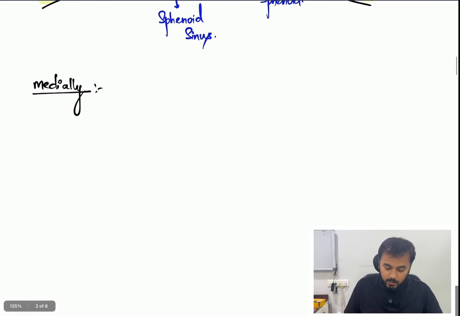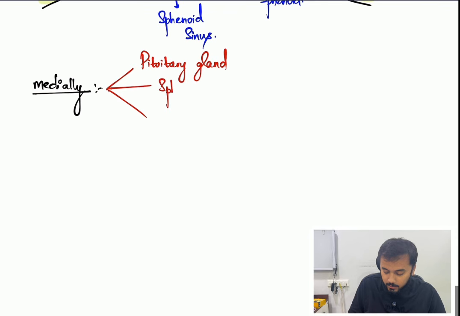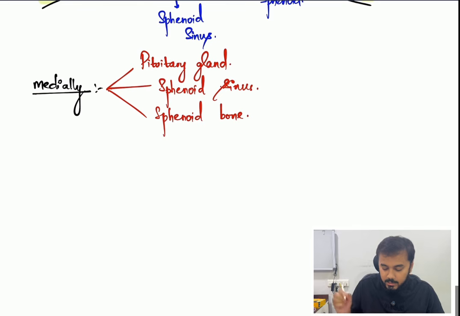So structures that are located medially are, the first important thing is pituitary gland, okay, and next we have got the sphenoid sinus, okay, and third important thing is your sphenoid bone. So these are the three important structures that are located medially.